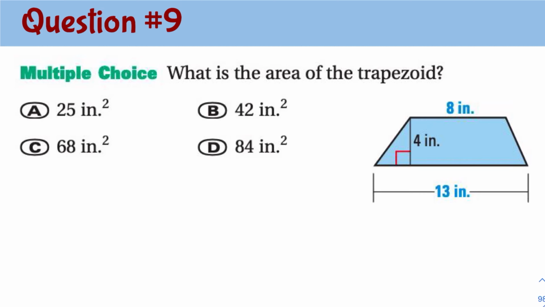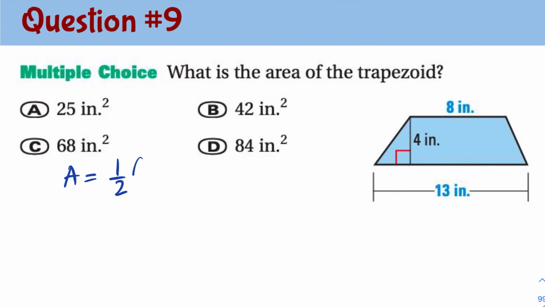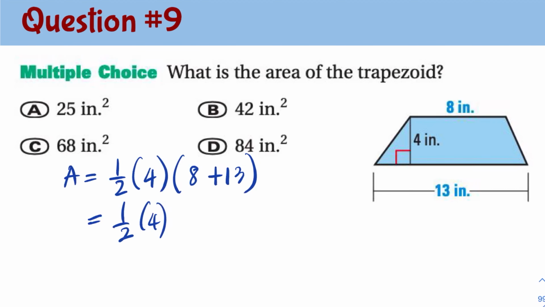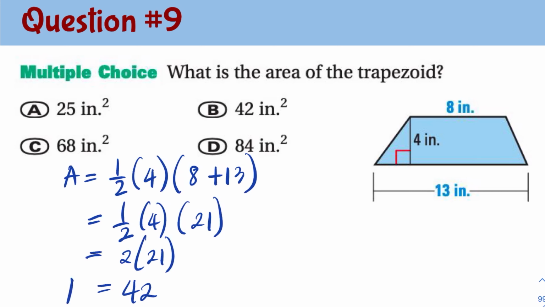Question 9 is a multiple choice problem. What is the area of the trapezoid? So here we're using again the formula for the area, which is 1/2 times the height, base 1 plus base 2. So area is equal to 1/2 times the height is 4 inches. Base 1 and base 2 are 8 and 13. So we have 1/2 times 4 times 21. And 1/2 of 4 is 2. 2 times 21 is 42. So the area here is 42 inches square, which is letter B.